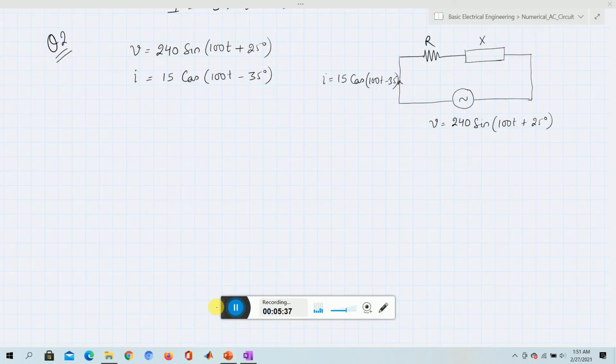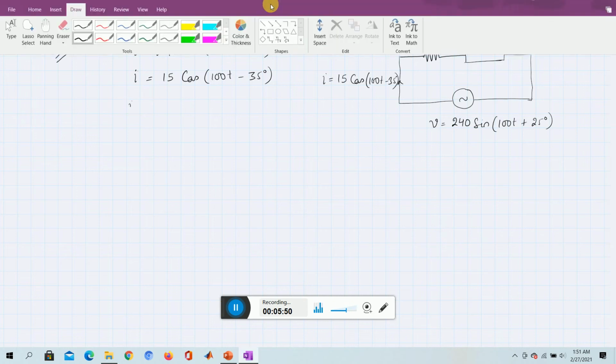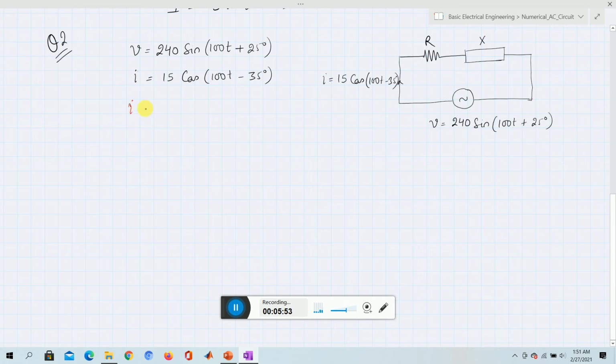So in this question, what is the key trick used here is that the current is given in terms of cos. So we have to write the current in terms of sine first, because otherwise both are not in sine and we cannot evaluate. When you write in terms of sine, this can be written as 15 sine of 100t minus 35, whatever the term is, and plus 90.